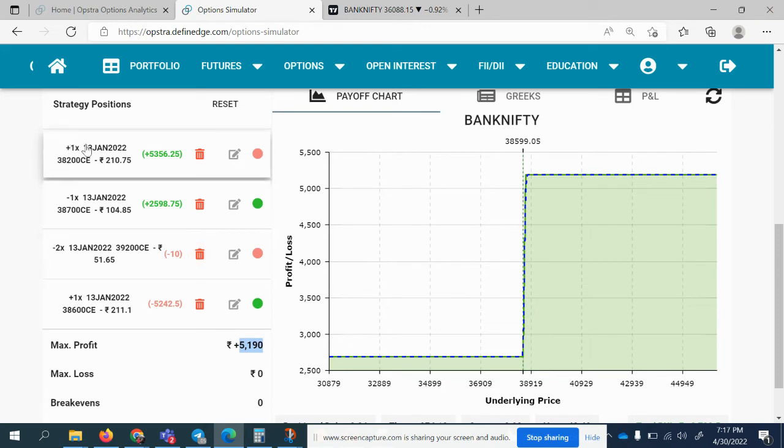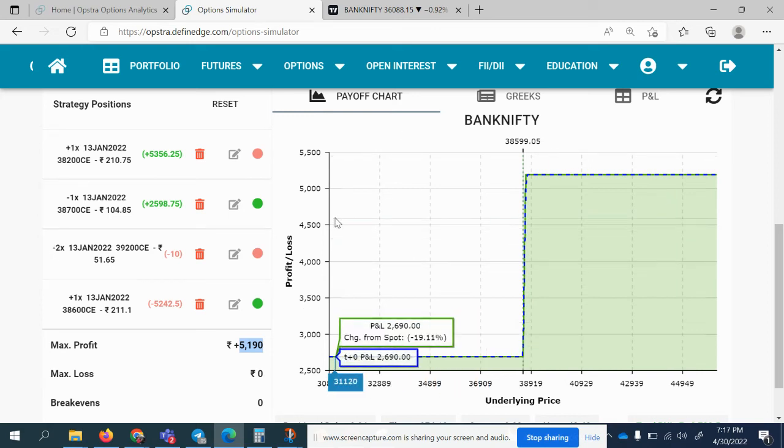So we have converted the 1 is to 1 is to 2 back to a debit spread. In the next video, I'm going to make a series of videos on the ratio spread, how to deploy 1 is to 1 is to 1, and how to lock the profit.